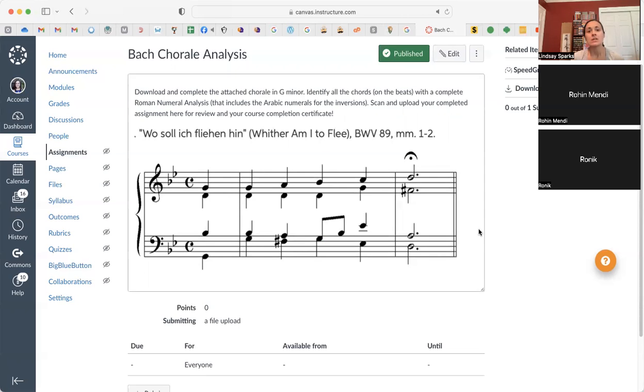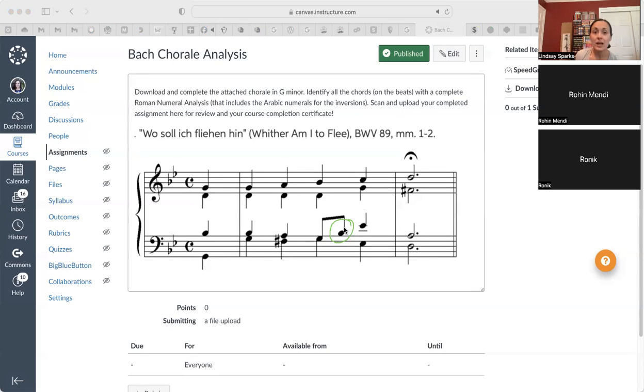Okay. So it is the key of G minor. Okay. Identify the chords on the beat. So that means that this little guy right here is a non-chord tone. So you do not count that note, but all the other chords are in there. And make sure you put down your inversion symbols.